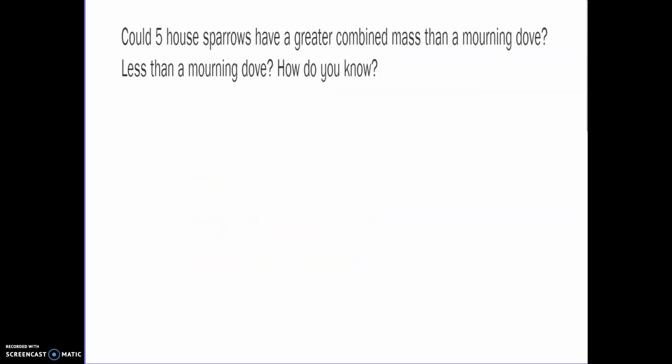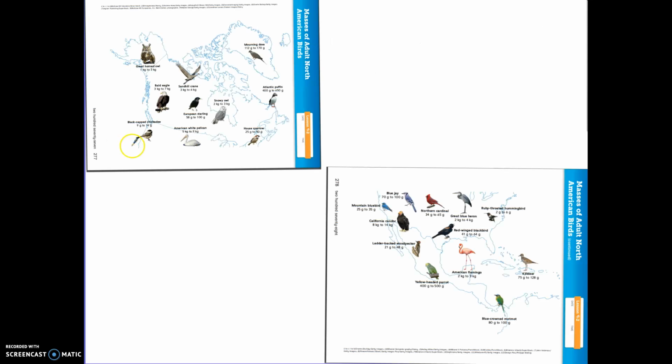Let's think about this one. Could 5 house sparrows have a greater combined mass than a mourning dove? Well, let's go to our pictures. And we need to find house sparrow. Okay, so I found the house sparrow and the mourning dove. And we want to know if 5 house sparrows could have a greater combined mass than a mourning dove. Well, the house sparrow, the largest one is 170 grams. And I want 5 of those.